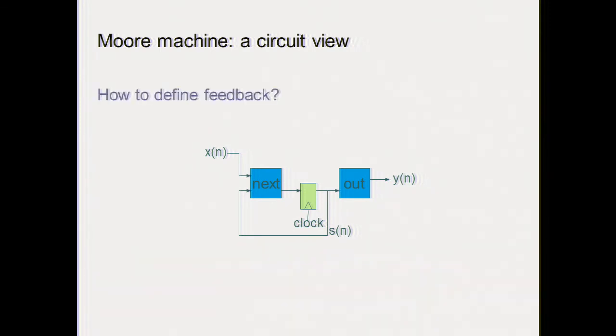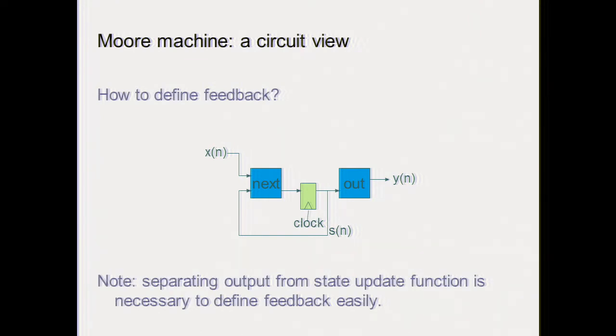Okay. So how to define feedback? Separating output from state update function is necessary to define feedback easily. So I take yn, I put it back into xn. The fact that there is an output that reads out of a latch is essential in this situation.